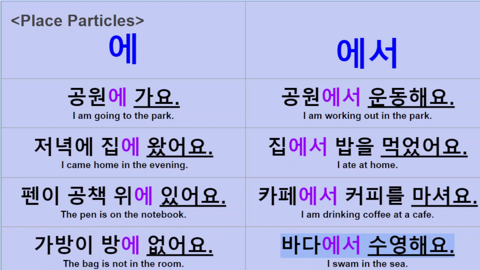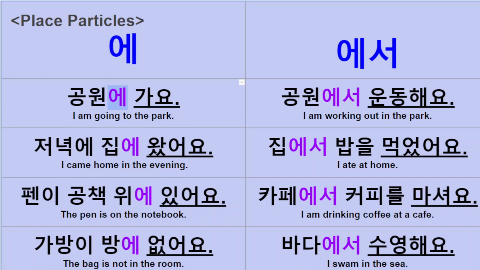바다에서 수영해요. So 수영 also takes place in the sea, so I need to put the particle 에서 after this. These two are really confusing, because these two are very similar. But if you put the verb 가요 here, 공원에서 가요, it doesn't really make sense. So we need to put the right one here.